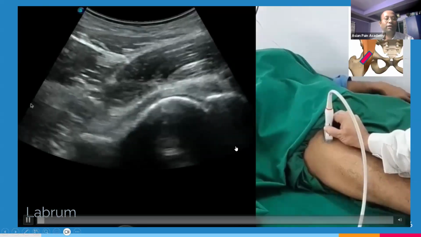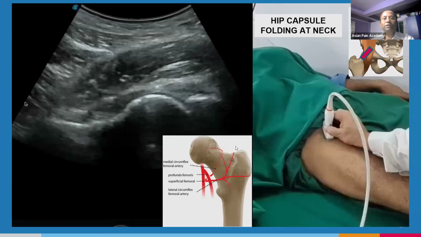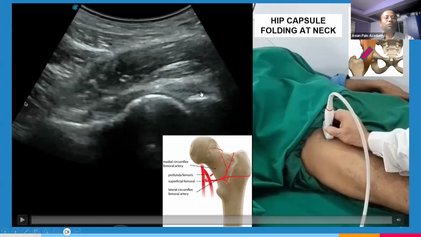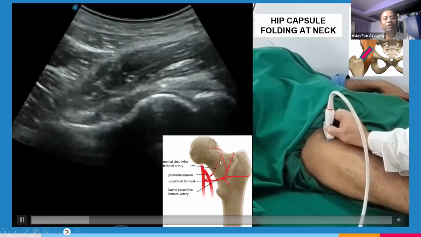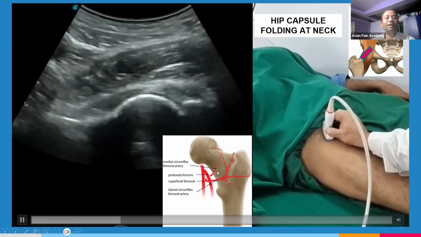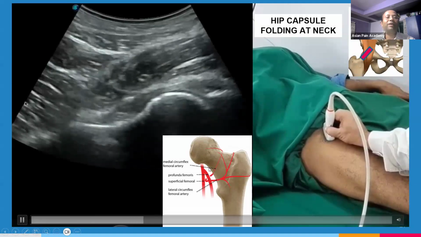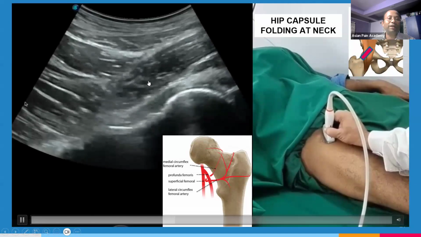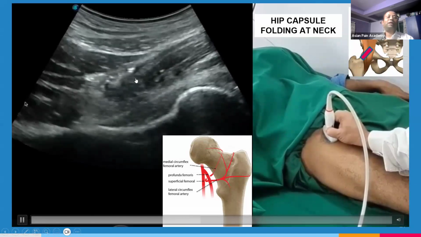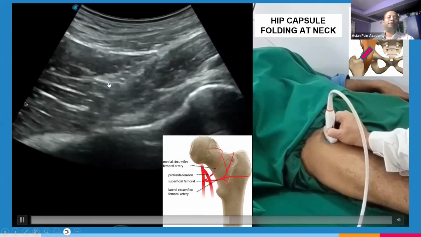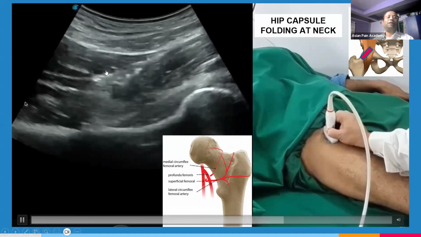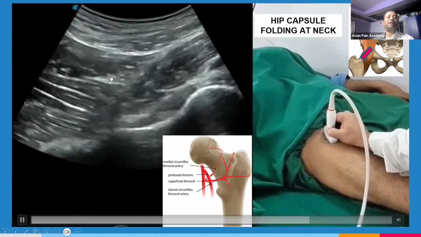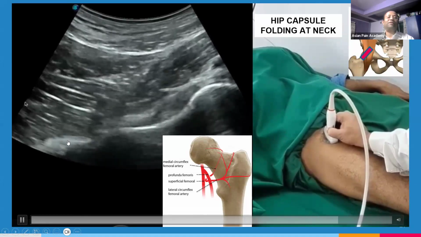Okay, I'm going to the next picture. Hip capsule folding at the neck. So here one important thing, as I told you, axillary arteries are there, circumflex arteries are there, artery or vein actually. So you see in this middle part, there must be a pulsatile artery. Here you see the pulsatile arteries. These are circumflex vessels.